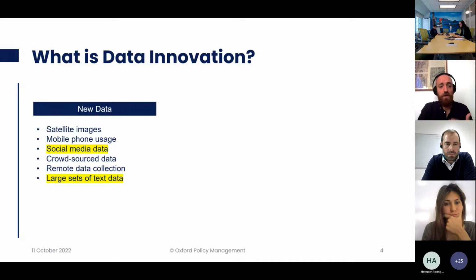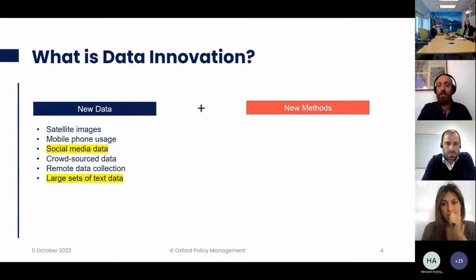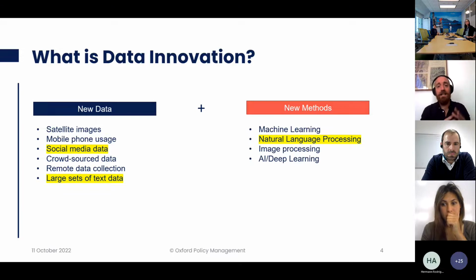And that includes also things like social media data and large sets of electronically recorded text data. So data innovation is that on the one hand. On the other hand, we consider data innovation to encompass also new methods, and new methods are the methods that you use to analyze these large sets of new data. Machine learning, natural language processing. I've highlighted that here because that's the topic today, but also other new analytical techniques. That's what we think of as data innovation.